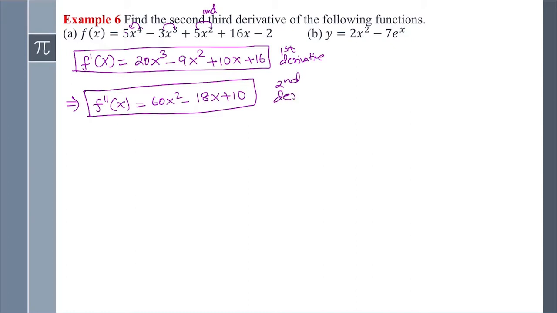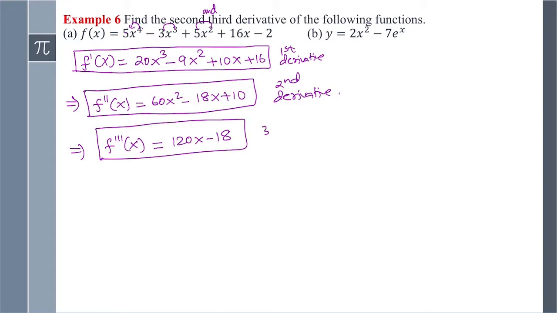Okay. Now let's go ahead and find the third derivative, which means we'll find the derivative of this function. f triple prime of x equals, so this is 120x minus 18. And this is the third derivative.